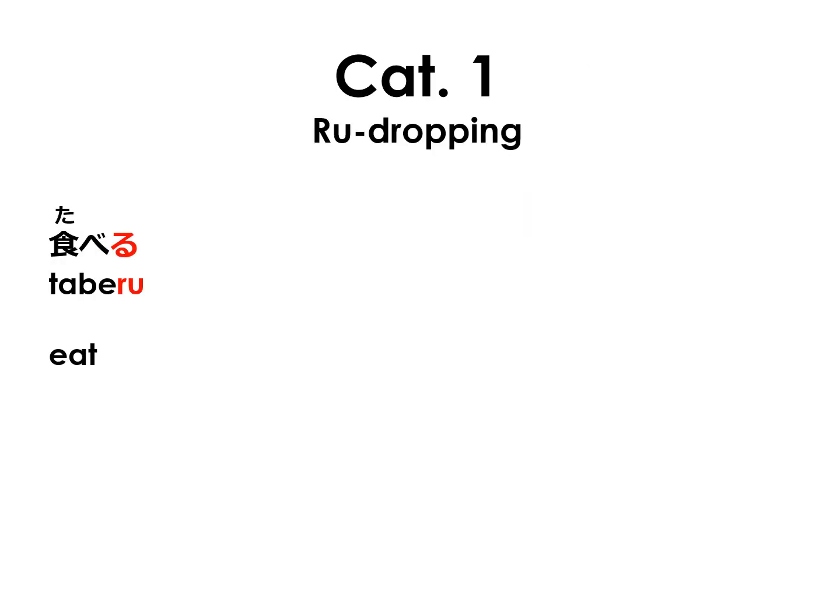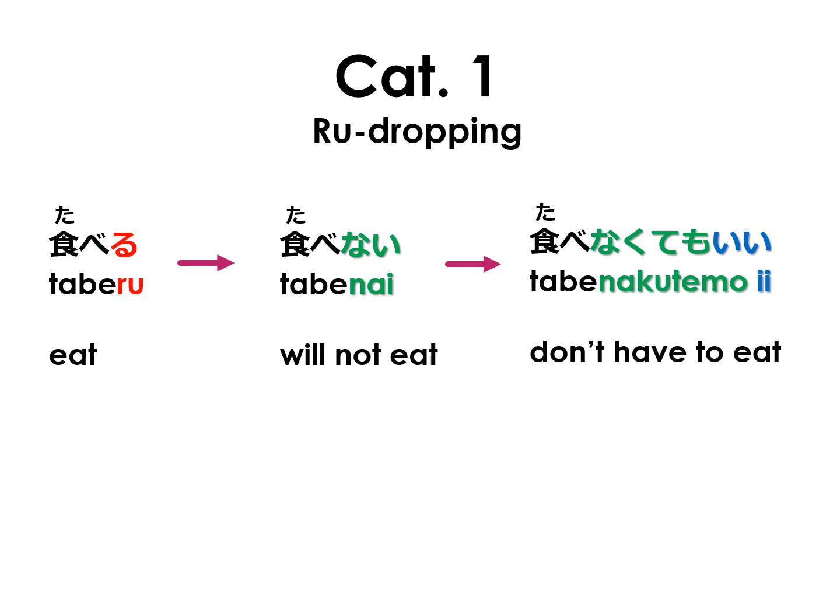As an example of what happens to category 1 or root-dropping verbs, let's look at the verb taberu, which means to eat. From taberu, we form tabenai, which is the plain negative non-past, which means will not eat. And from tabenai, we form tabenakutemo ii, which means you don't have to eat. Basically, the nai changes to nakutemo ii. You can review basic verb conjugation of category 1 verbs in lesson 26.